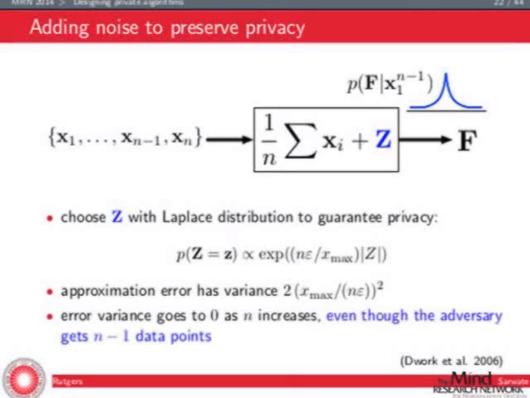So as I said, the error variance goes to 0 as n increases, even though the adversary gets n minus 1 data points. That's because the actual average is not really a function of any individual data point when you have a large number of data points. So it's easy to guarantee privacy. That's it. Okay.